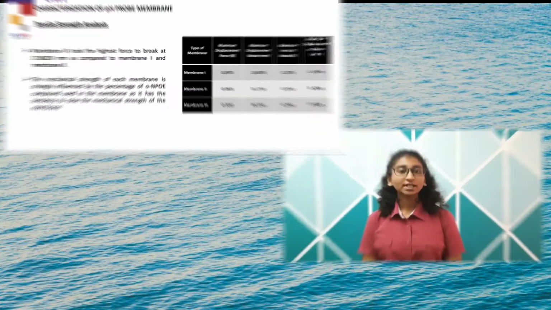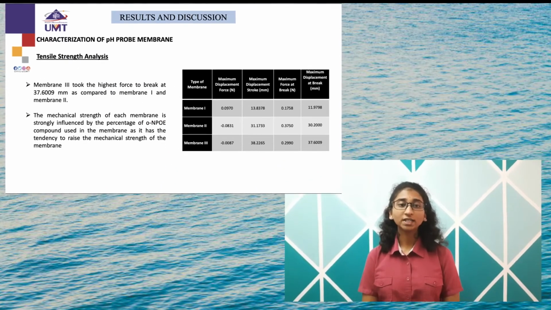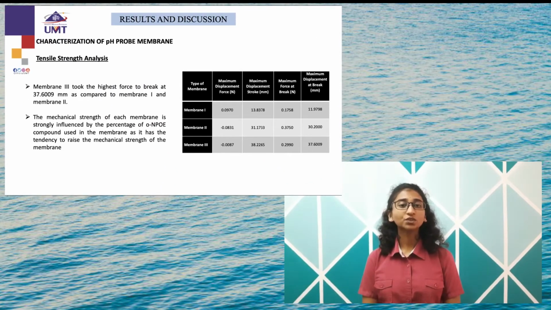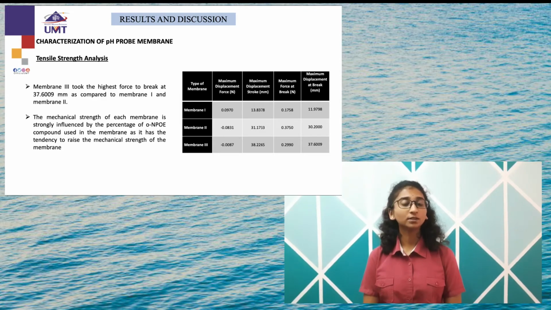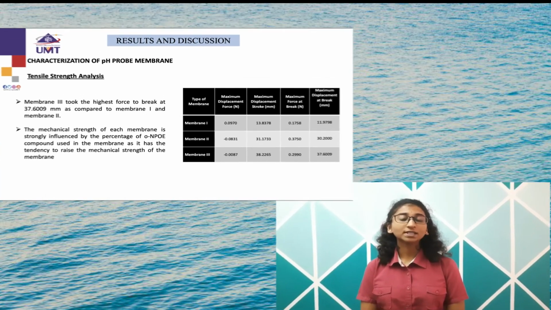For the tensile strength analysis, membrane 3 took the highest force to break. This mechanical strength is strongly influenced by the NPOE percentage present in it.